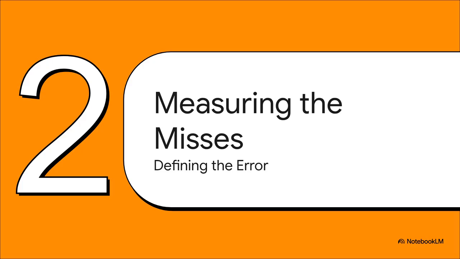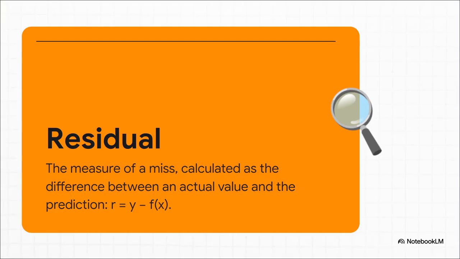See, to find the best line, we first have to agree on a system for measuring how wrong every other possible line is. Okay, so the core unit of our miss has a special name. It's called a residual, and it's super simple. It's just the vertical distance between a real data point and where our line predicted that point would be. Every single data point has one. It's our error measured one point at a time.